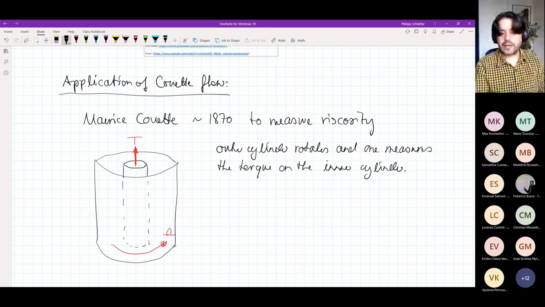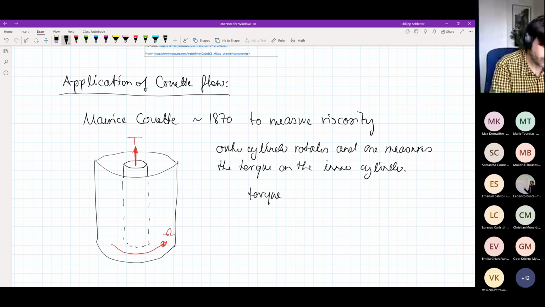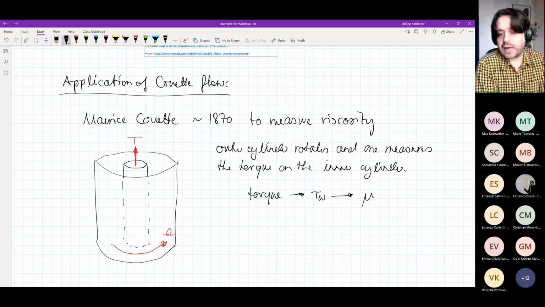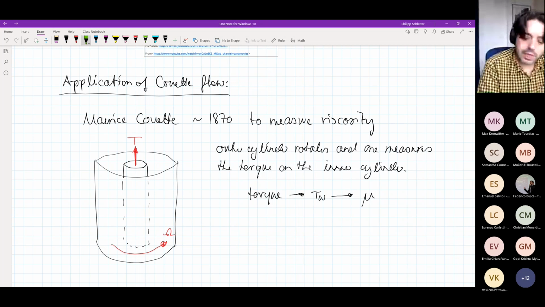And of course, the idea was that if you measure this torque, you can then somehow determine the wall shear stress tau W that comes from the fluid. And when you know this wall shear stress, you can then calculate the viscosity. So that was the reasoning or the idea of Couette. Now let's try to figure out how you would actually calculate that.